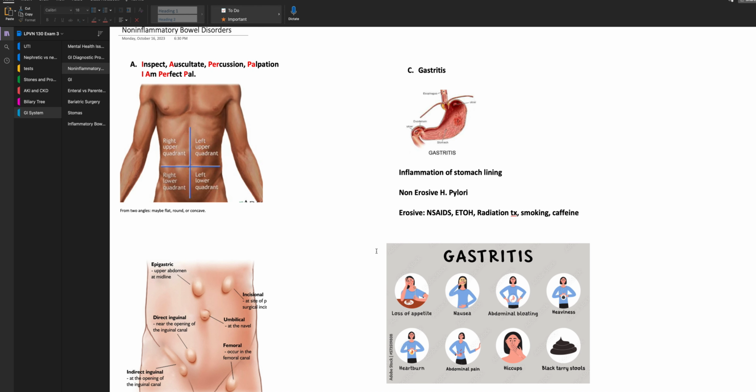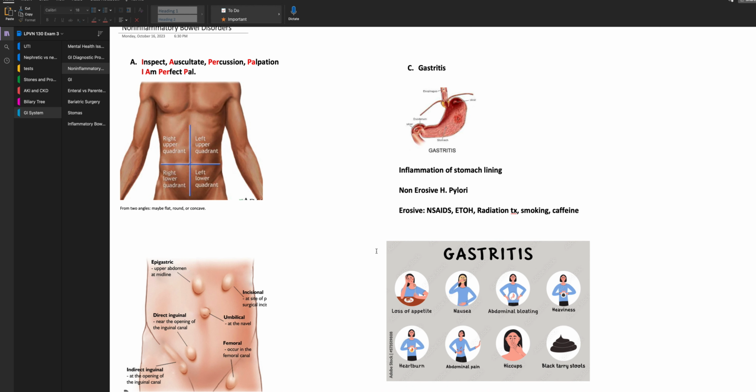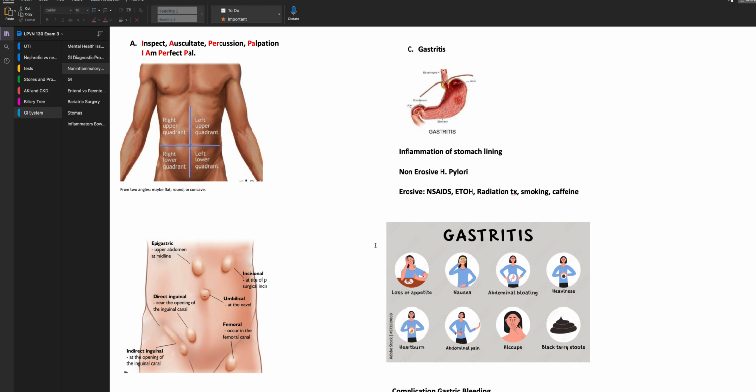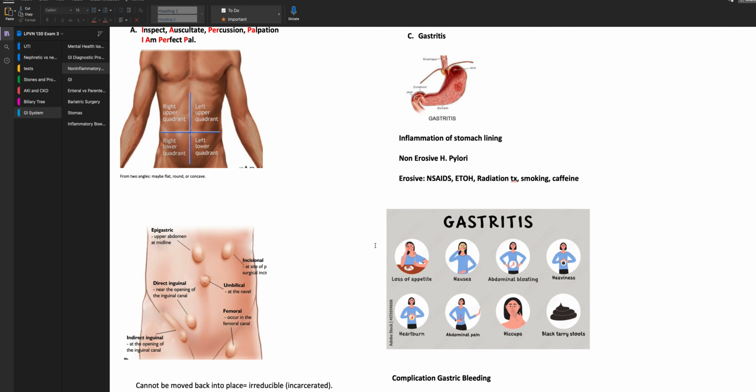All right, now with gastritis. Gastritis is inflammation of the stomach lining. It can be non-erosive or erosive, or it can be acute or chronic. I'm just going to give you the skinny on what you need to know. It can be caused by H. pylori. It can be caused by taking too many NSAIDs, which is kind of classic. It can be caused by drinking too much, smoking, and caffeine. So all the fun stuff, right?